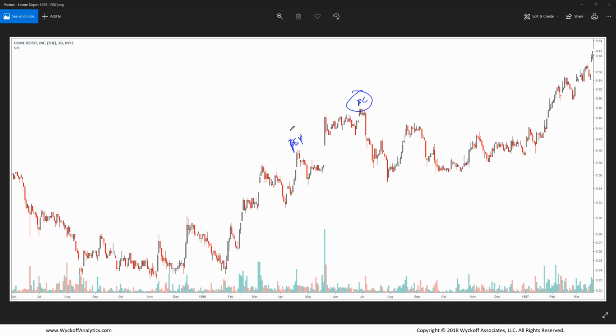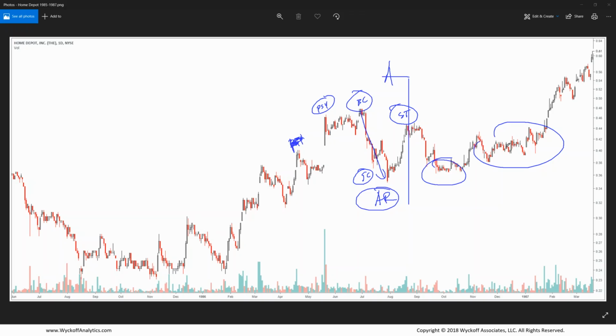To the right of this is the preliminary supply. This? Okay, great. So Doug is suggesting, what about this type of labeling, right? So buying climax, then obviously we could go with either selling climax, or we could go this whole thing with the automatic reaction and then secondary test. This could be phase A, and then let's say phase B, and then phase C.